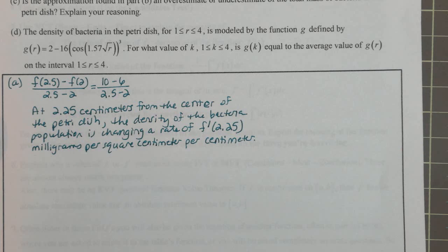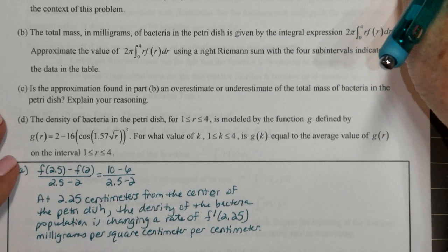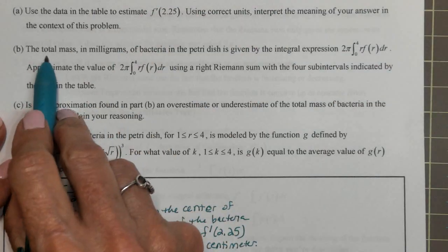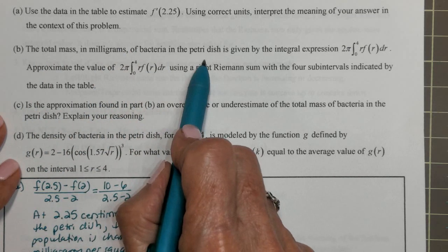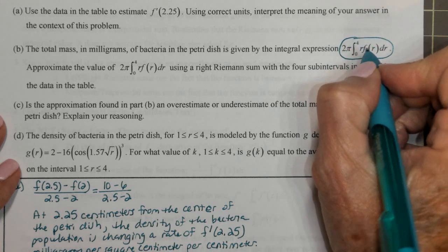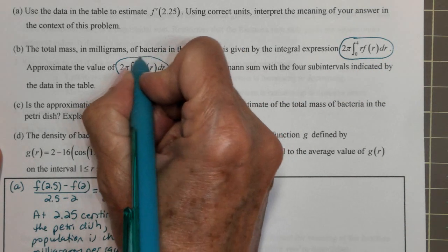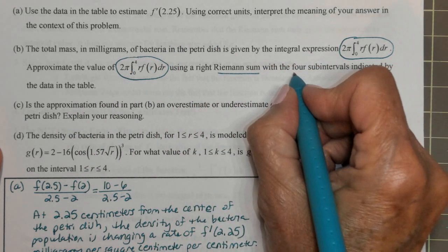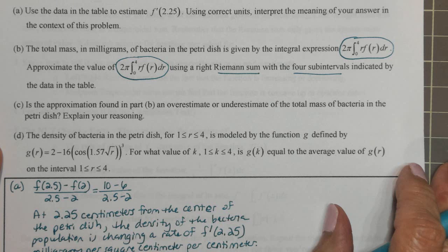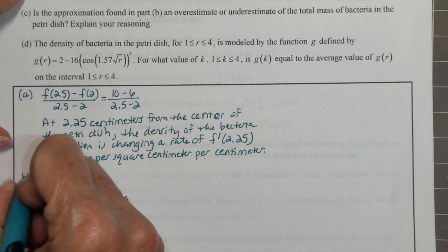I'm not sure, but that was a hard one. I bet you a few of my students got all of that year. But anyway, I'm sure they tried. Okay, part B. The total mass in milligrams of the bacteria in the Petri dish is given by this integral expression. This is the total mass of the bacteria. Approximate this value using a right Riemann sum with 4 subintervals. So I need to start with the 2 pi that's out in front.